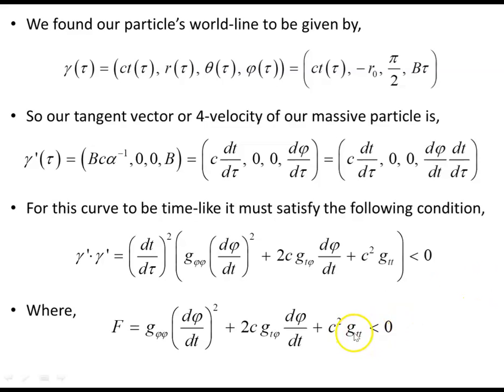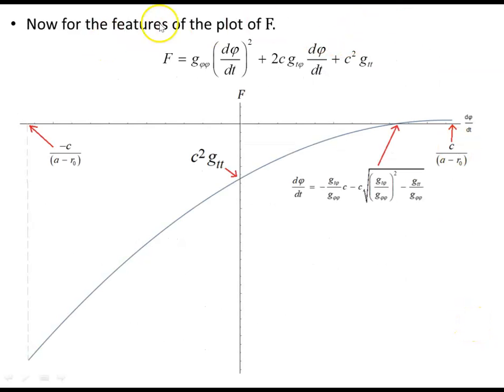We found in previous videos g_tt is negative inside this ring singularity for small r0, as is g_φφ. So because this leading term is negative, we have a concave down parabola, if you like, that points downwards. It's concave down. The intercept is negative here. And so let's have a look at that plot. So the features of the plot for F, this thing here. Now, here's our intercept. This is negative, so there's our vertical axis intercept there.